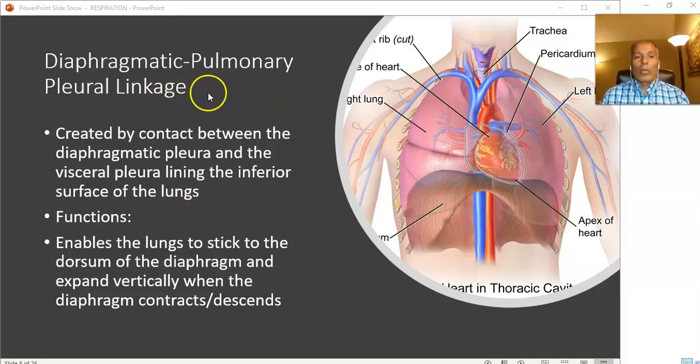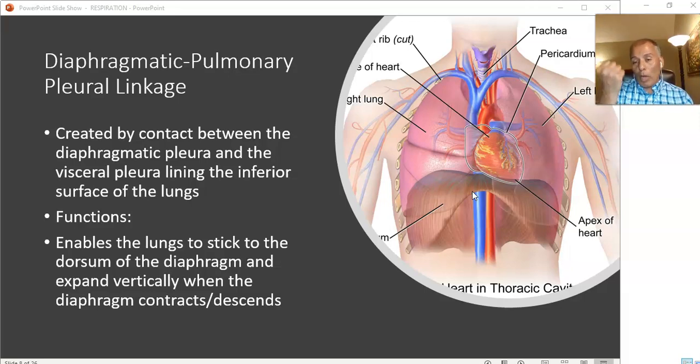So this is the diaphragmatic pulmonary pleural linkage. Know exactly how it is created. Two pleurae, which one? The diaphragmatic pleura, the pulmonary pleura that is lining the inferior surface of the lungs, and the diaphragmatic pleura that lines the dorsum of the diaphragm. And in between, there is the pleural cavity. Inside of that pleural cavity, there's negative air pressure, there is surfactant, and now we have created a seal.